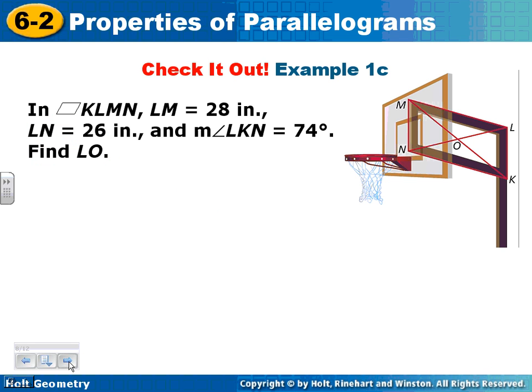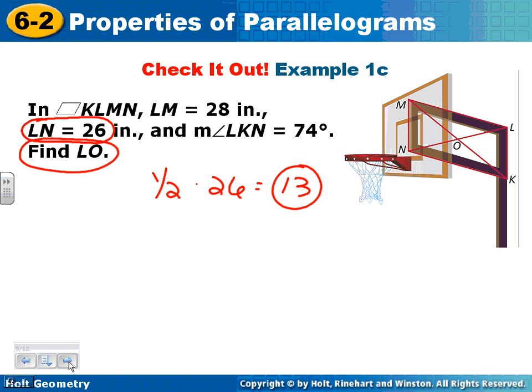Let's do another one. Let's look at what we have to find first. Find the distance from L to O. Well, I know that this piece, L to N, which is my entire diagonal, is 26. L to O is half of it. So what's half of 26? That would be 13, and that would be my answer. From L to O is 13. It's half the 26.